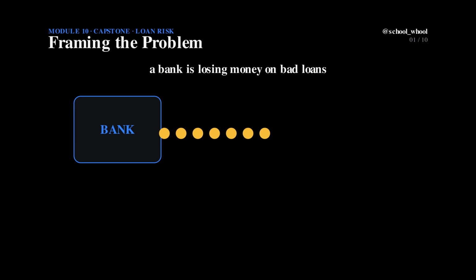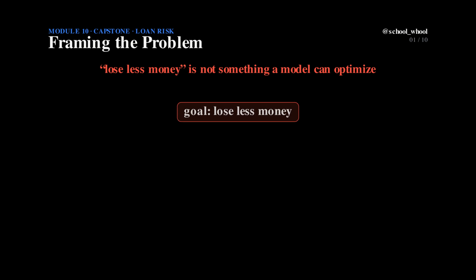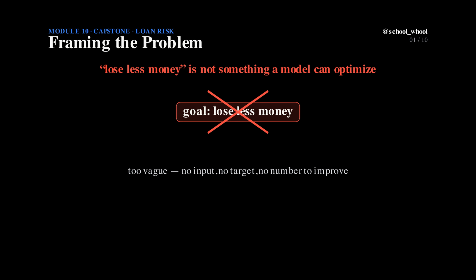Here's the situation. A bank lends money, and most borrowers pay it back. But some don't, they default, and every defaulted loan is money that walks out the door and never comes back. The bank wants that to stop. Now, "lose less money" is a fine goal for a meeting, but a model can't optimize it. There's no input, no target, and no single number to push up or down. Before we can build anything, we have to sharpen this into something precise.